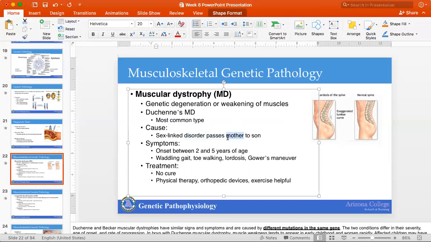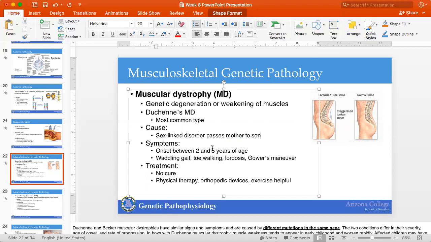Because it's on the X chromosome, the underlying pathology is passed from the mother to the son. Now, a mother can and does pass it on to her daughter, but the daughter would have a healthy allele provided by the father, because she has two X chromosomes. So because of this, you'll only see males with muscular dystrophy.